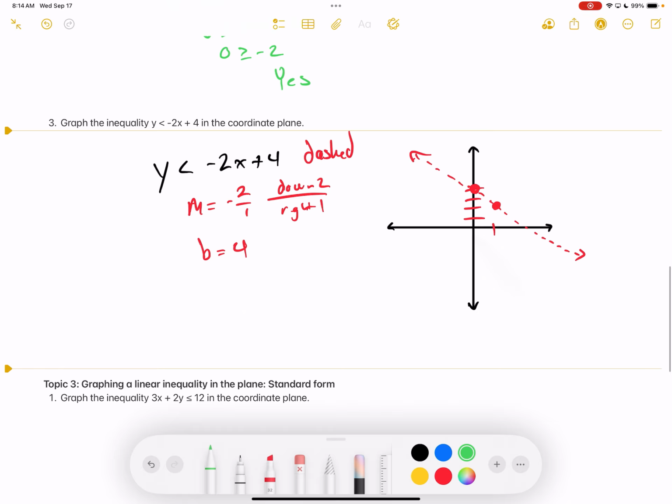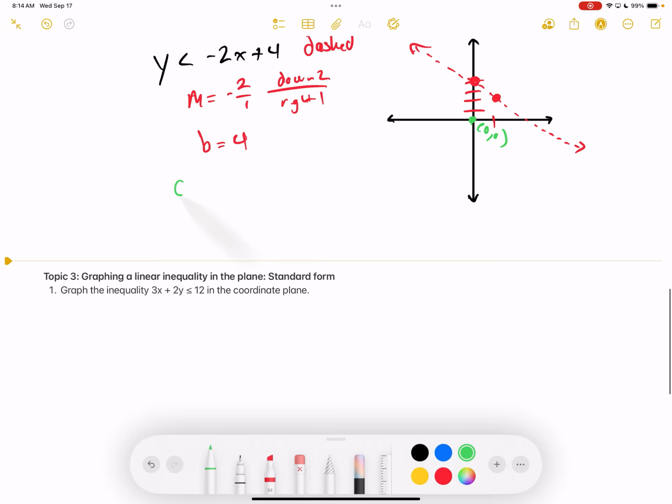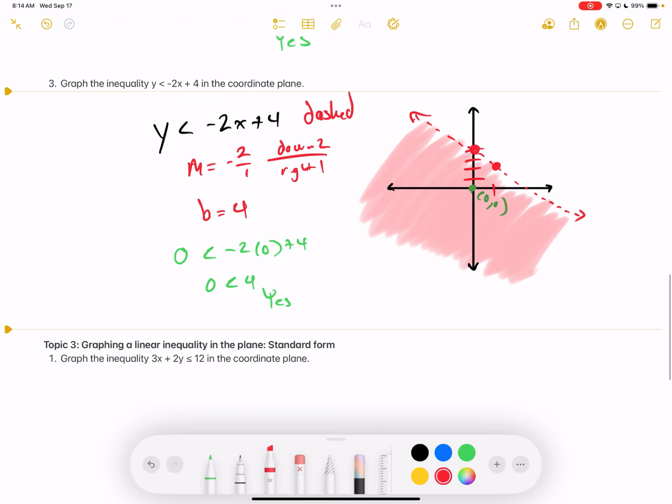But you have to pick a point that's not on the line to plug it in. So 0, 0 again is easy. So 0 is less than negative 2 times 0 plus 4. Is 0 less than 4? That is true, so I shade towards 0, 0. If it were not true, I would shade away from 0, 0. And again, like I said, some of you may be able to see it only works if it's in y equals mx plus b, but less than you would shade below the line.